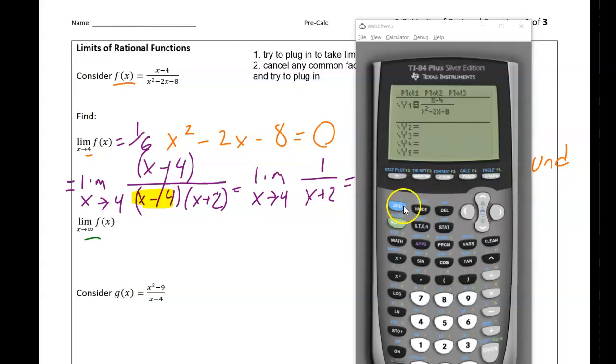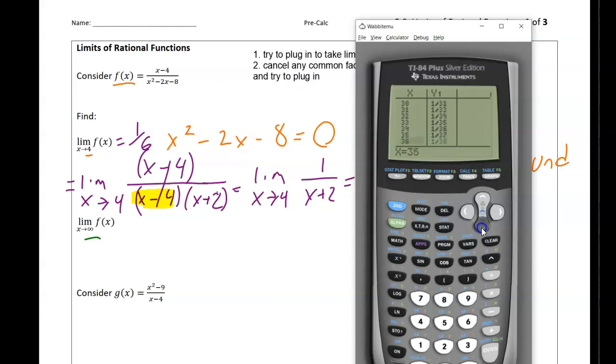Well, who knows, right? One way I could try to figure it out is by typing it into my grapher, and then I could look at the table. Oh, and there's my limit at x equals 4 as x approaches 4, right? But I want to know about what happens when these numbers get really, really big.